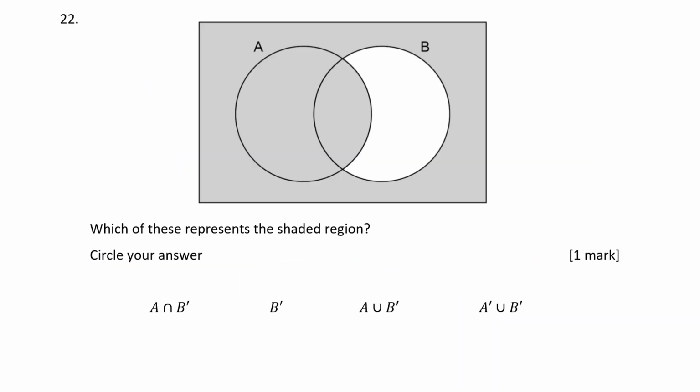Okay, all done. Question 22. Which of these represents the shaded region? Circle your answer. So, A intersect B dash.